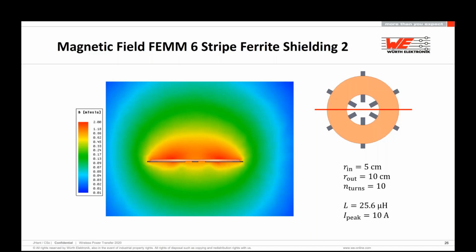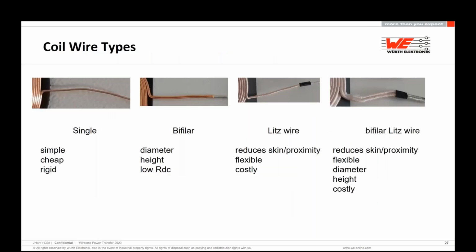As a second coil material, which we have here, are the wire types. The wire types we have in our portfolio, for example, are 4 different types. These 4 different types are just an example. We have many more, but the most used are the single wire, the bifilar wire, a Litz wire, or a Litz wire in bifilar mode.